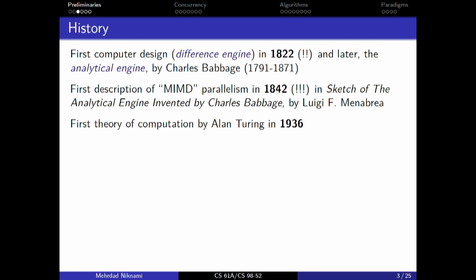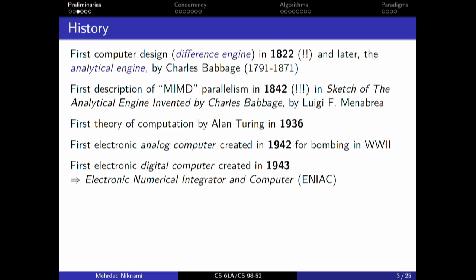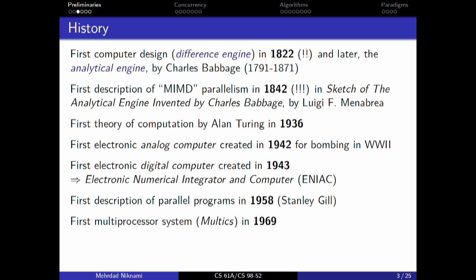And anyway, he was the father of computing and computing theory in general. The first analog computer, we see digital computers, but there were analog computers, was created for World War II back in the 1940s. And the first digital computers were also created back in the 1940s. That was called the ENIAC, the first one. It's also used for math here. And the first description of parallel programs was made in 1958. I don't know too much about the history of these, but the first multiprocessor system was created in 1969.